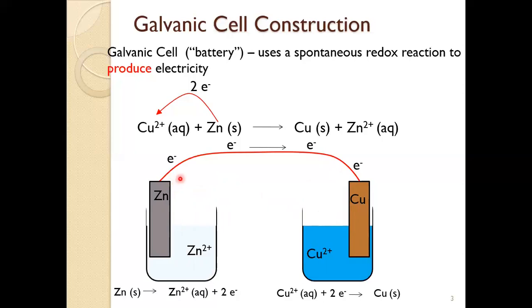And these electrons, which we want to flow from left to right in this picture, would quickly stop flowing in that direction and would start flowing in the opposite direction because of the positive charge over here and negative charge over here. To rectify that problem, we use what's called a salt bridge.